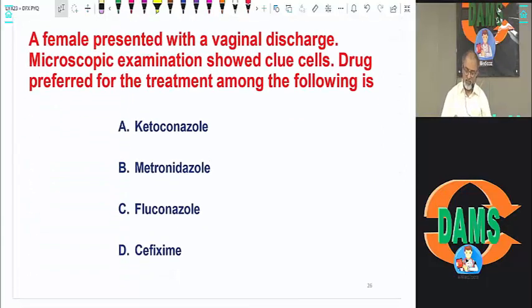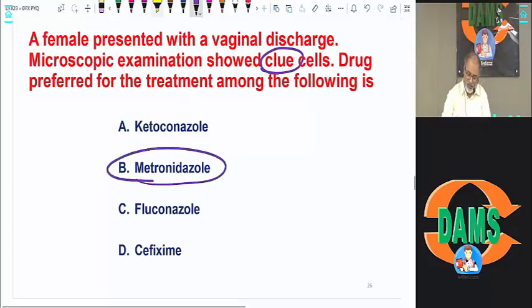Female presents with vaginal discharge. Microscopic examination, clue cells. Yeah, bacterial vaginosis. Drug of choice for bacterial vaginosis or Trichomonas vaginalis is metronidazole. Whether it is bacteria or protozoa. In case of fungal, you can go for fluconazole, amphotericin B, those kinds of things.